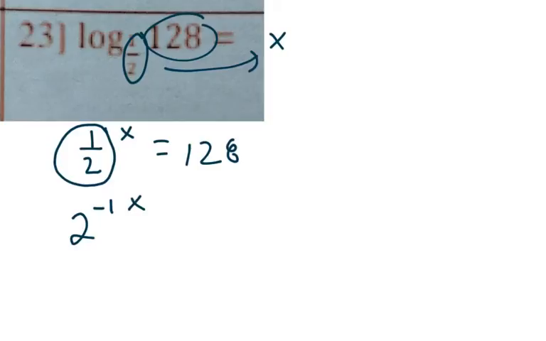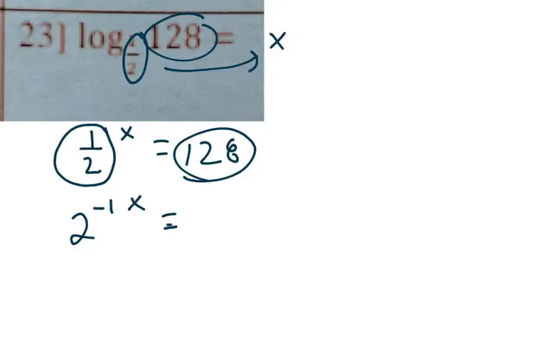In other words, do you know your negative powers, right? That negative 1 is what we use to do reciprocals, right? So 2 to negative 1 is 1/2. Now, if you agree with that, we have 2 to the negative 1x basically equal to 128 here.